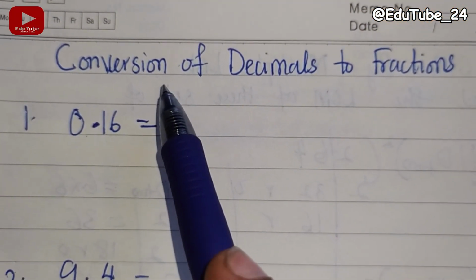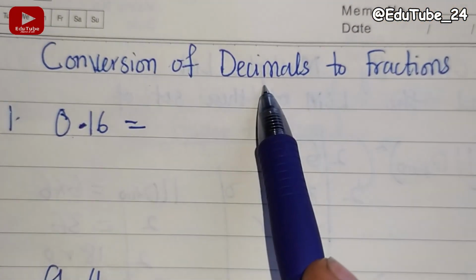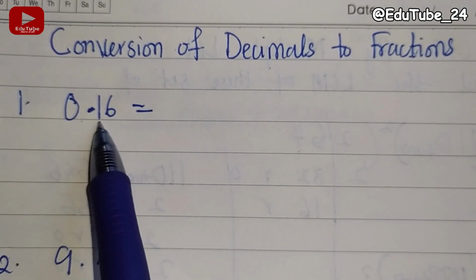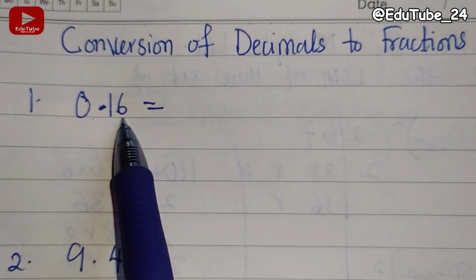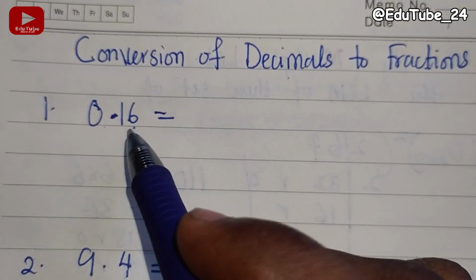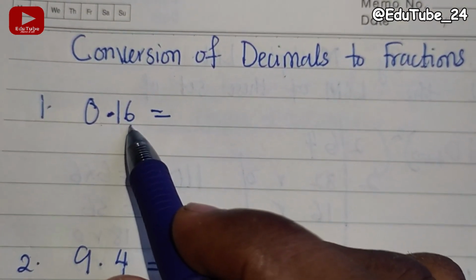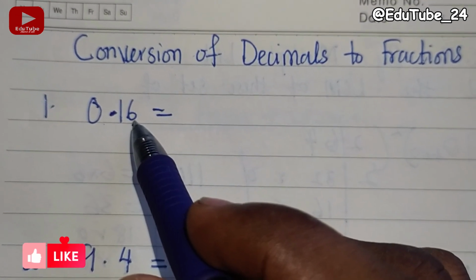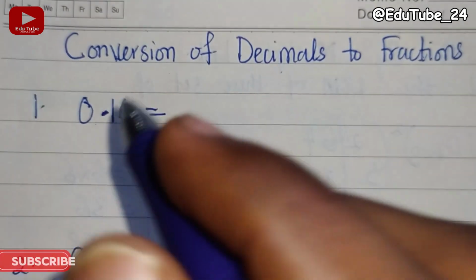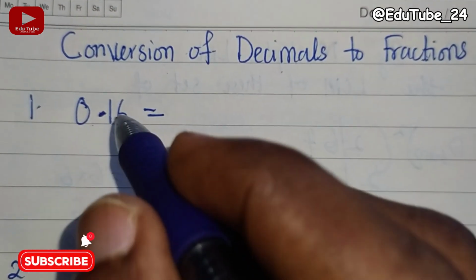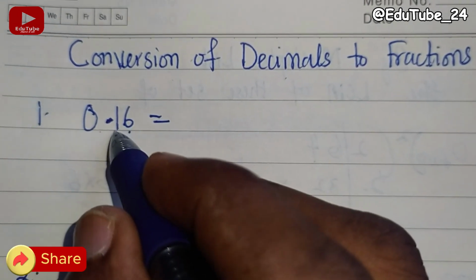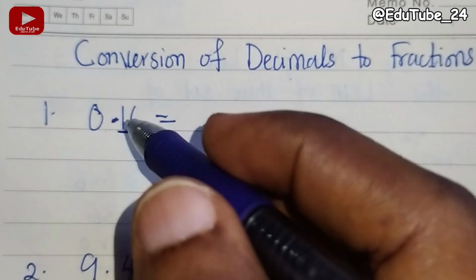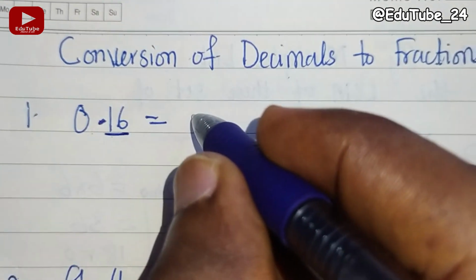In this lesson, we are going to learn conversion of decimals to fractions. So we are converting 0.16 to fraction, which is our first example. To convert these decimals to fraction, we know that a fraction is a type of number with a numerator and a denominator. So basically, our decimal figures, that is the numbers after the point, naturally become our numerator.